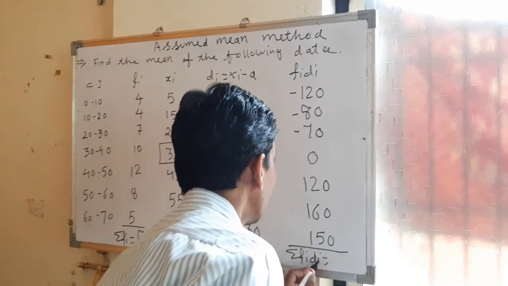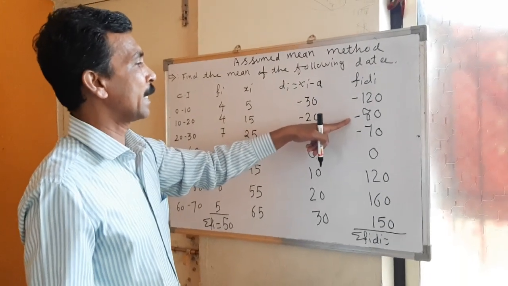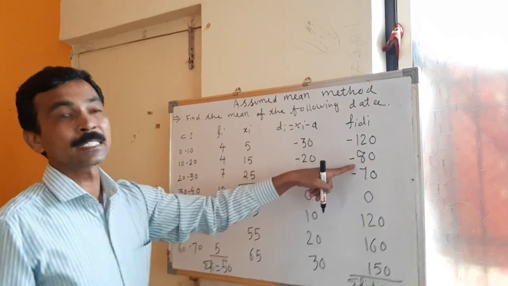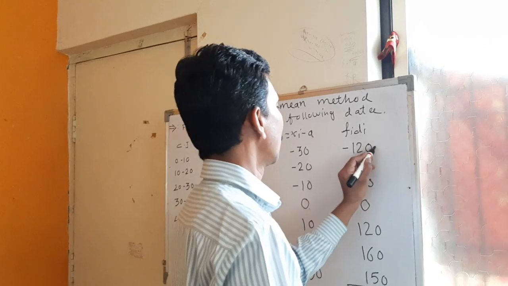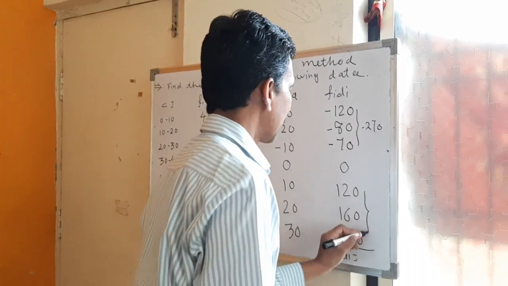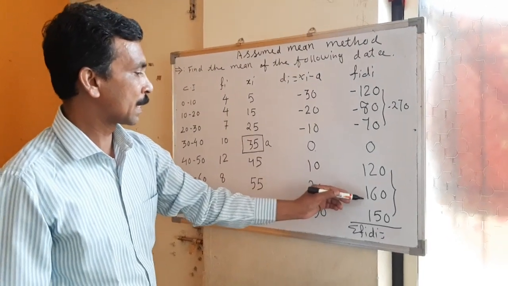Now let's see what is summation of Fi di. First I will add minus 120, minus 80 and minus 70. Minus 120 minus 80 is minus 200. Minus 200 minus 70 is minus 270. Now we will see the addition of these three numbers: 120 plus 160 plus 150.